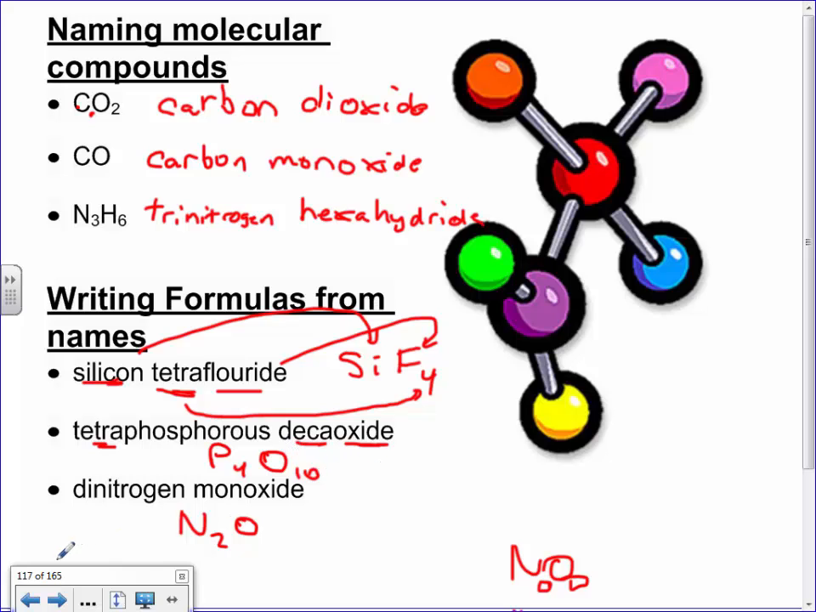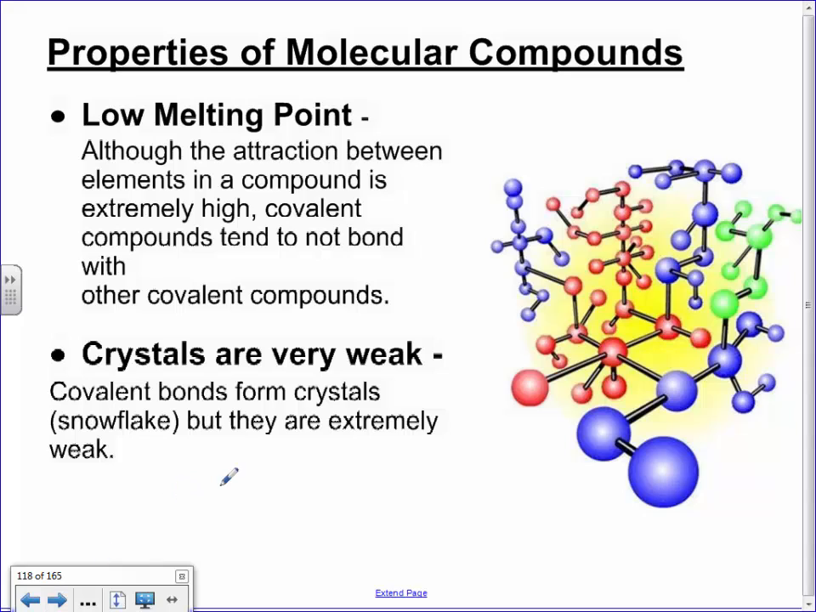Okay, last thing, then we're going to call it a day. I want you guys to know a couple of properties of molecular compounds. So again, molecular compounds are when you only have non-metals combining with each other. So it's only a small section of the periodic table that does this. And here are some things we know about them. They all have very low melting points and very weak crystals. I'm going to talk about that for a second here.